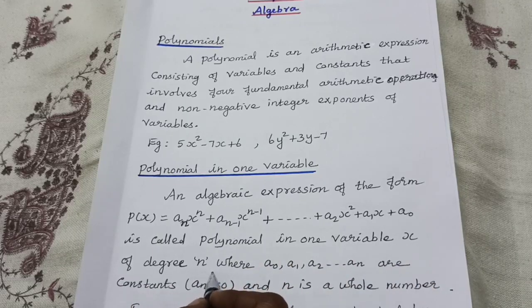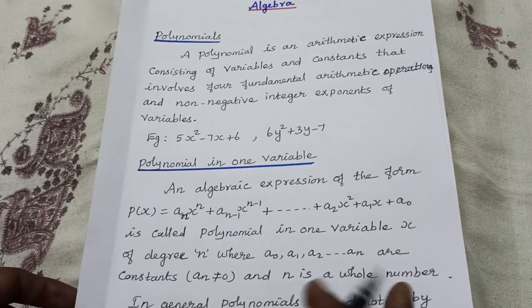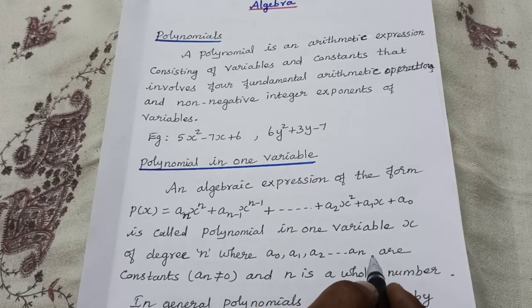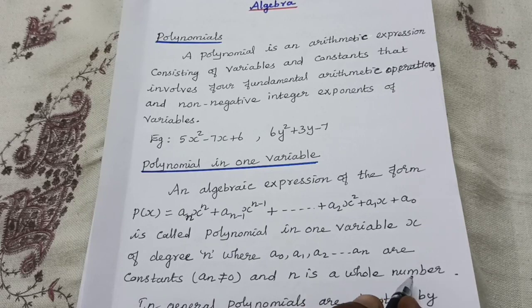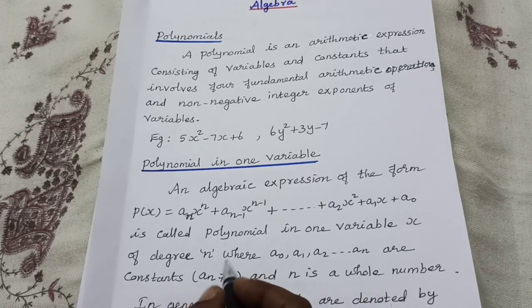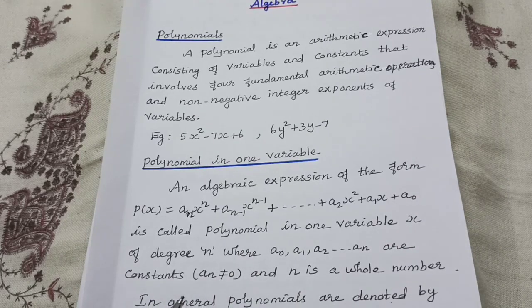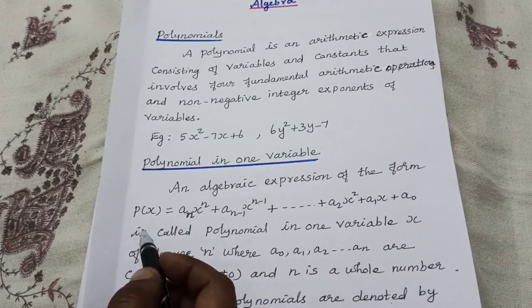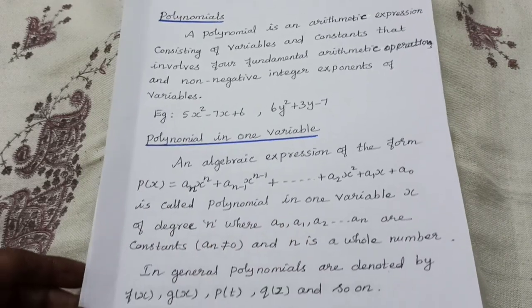is called the polynomial in one variable x of degree n. Okay, this is the general form where a0, a1, a2 etc. up to an are constants and n is a whole number. Okay, but this an is not equal to 0. In general polynomials are denoted by f of x or p of x or g of x, p of t, q of x, like that we can take.